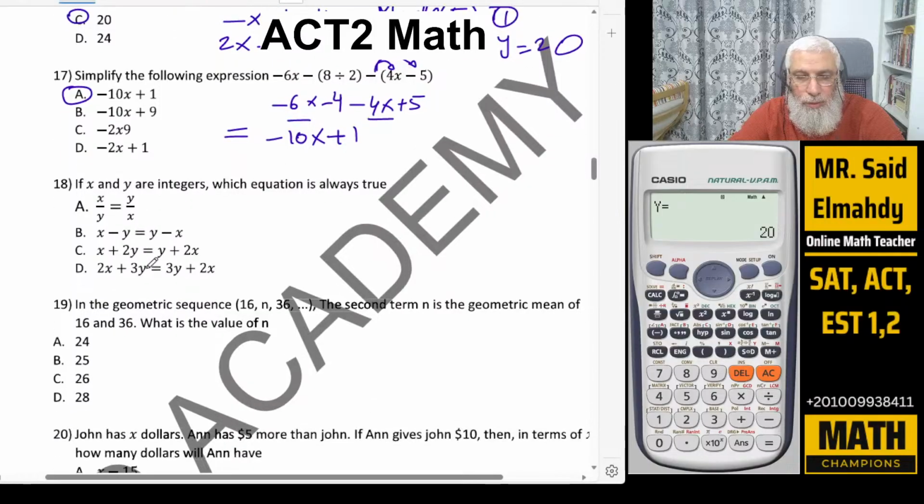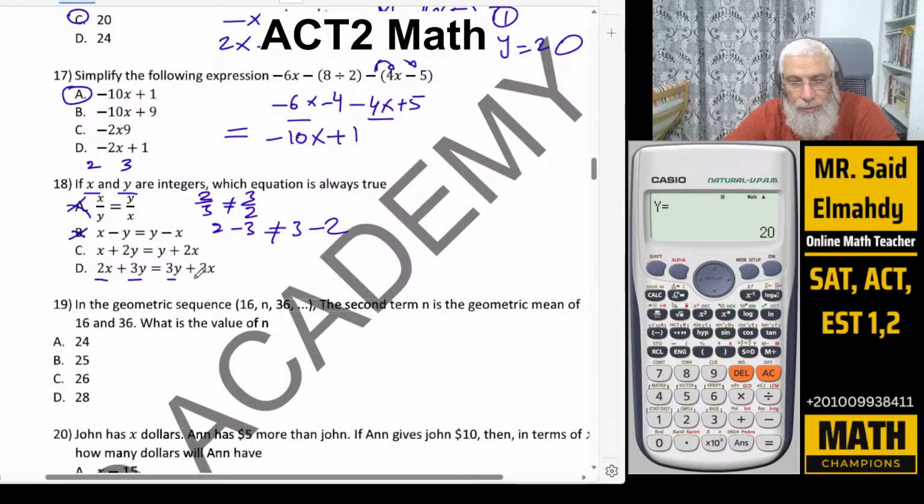If x and y are integers, which equation is always true? X over y equals y over x, x minus y. So let's make x equals 2 and y equals 3. 2 over 3 is not equal to 3 over 2. So number A is not correct. 2 minus 3 is not equal to 3 minus 2. So number B is not correct.